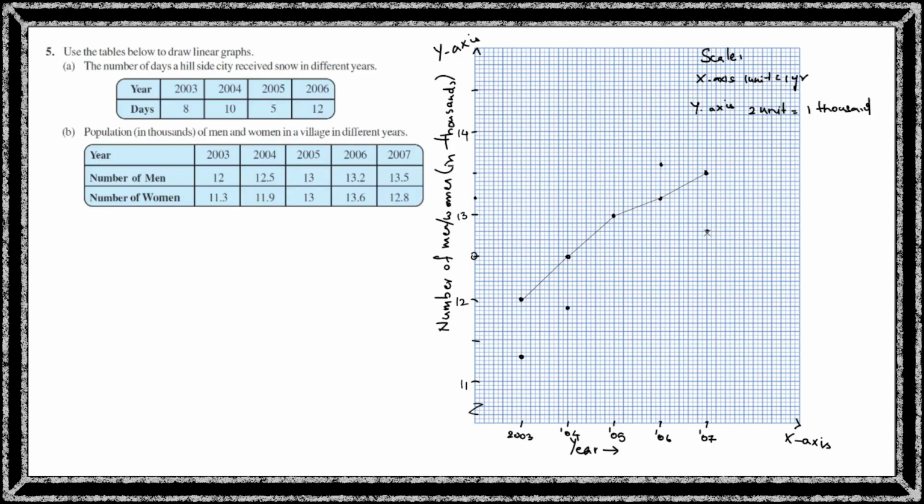This is my data. Now I have to join these points in order to get my line graph. I'm going to use a different color. What you will be doing is you will be using dotted lines. Let's join these points.